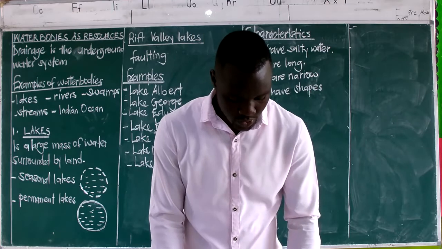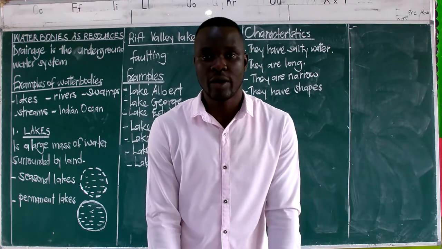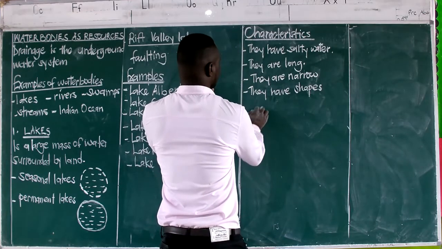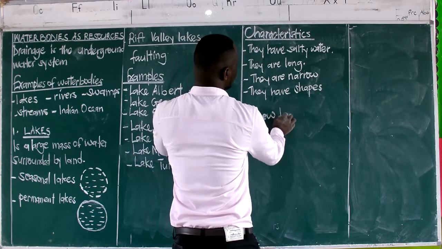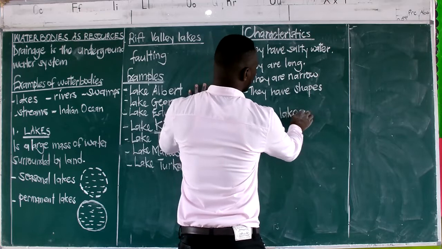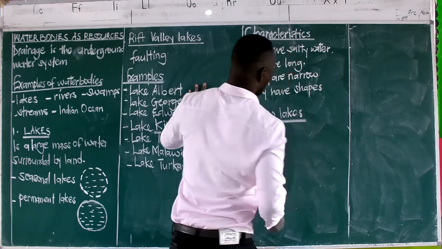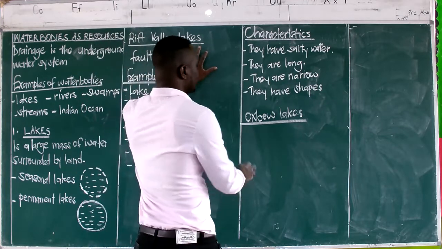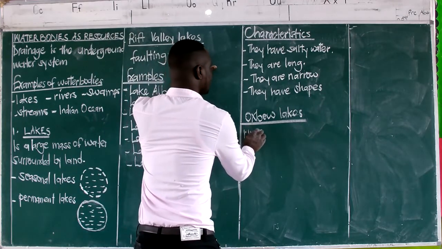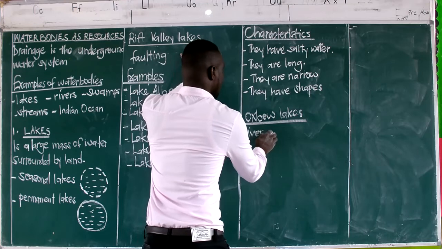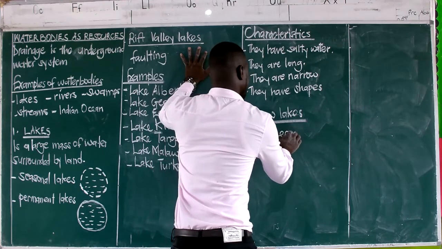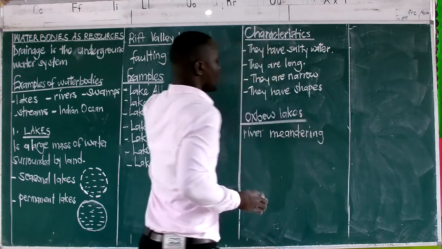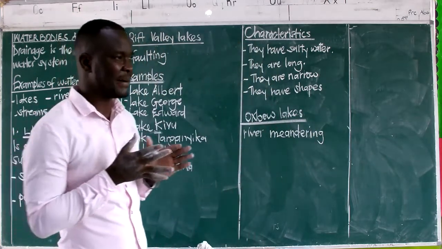Then I want us to go to page 72, where we are going to look at the formation of Oxbow Lakes. Like I say, we look at how these lakes were formed. That's where we get the name from, or the title. So these lakes were formed as a result of a river meandering. Oxbow Lakes were formed as a result of river meandering.